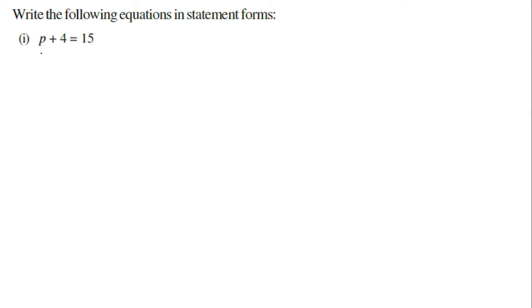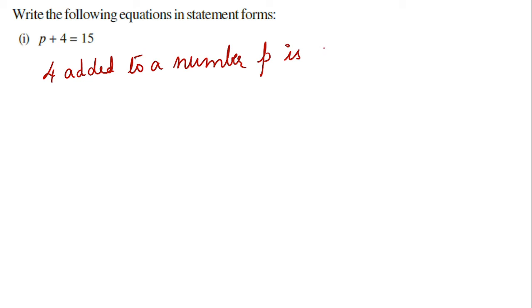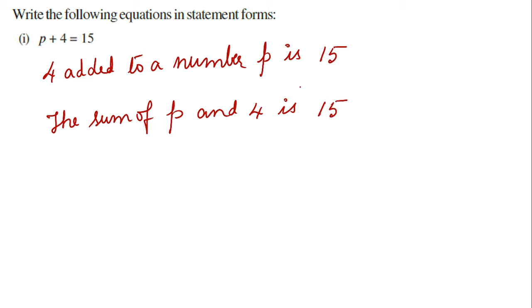P plus 4 is equal to 15. So you can write it in two ways. One is 4 added to a number p is 15. That's one way of writing it. The other way of writing it is the sum of p and 4 is 15. So you can write either one of the statements.